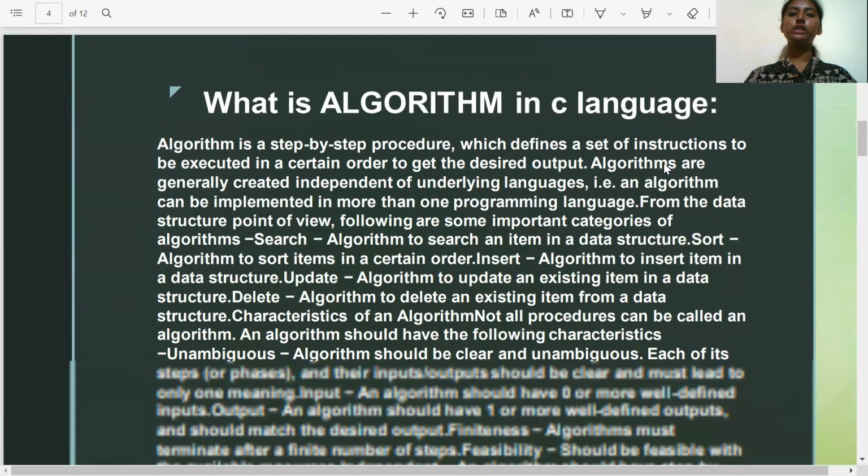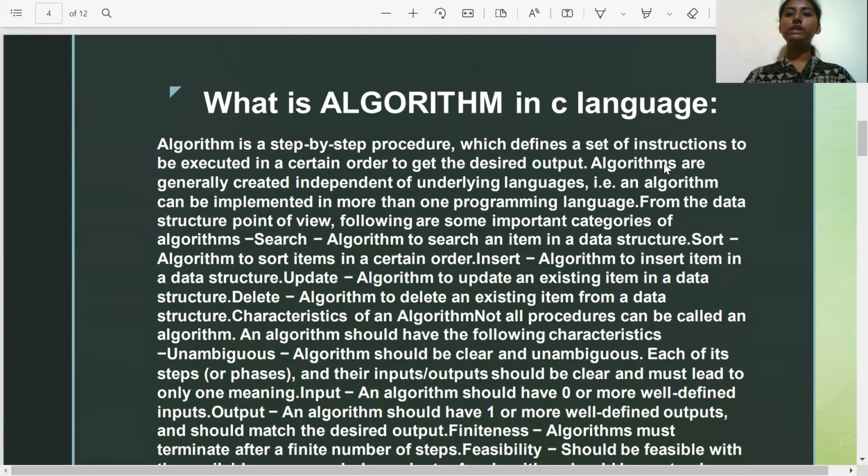Firstly, we are going to discuss what is algorithm in C language. Algorithm is a step-by-step procedure which defines a set of instructions to be executed in a certain order to get the desired output. Algorithms are generally created independent of underlying languages. For example, an algorithm can be implemented in more than one programming language.